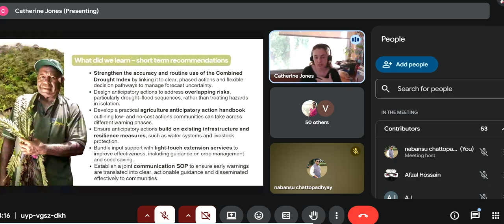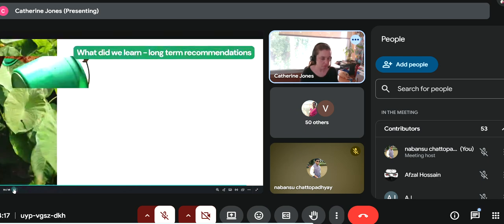We also want to extend our work and train extension workers. That will be really important. And then finally here is to also establish a joint communication SOP. So really ensuring that early warnings are clear. How do they get the extension workers into the communities through existing channels that we currently have? But then looking more long-term, ensuring that we are building up those systems as well.